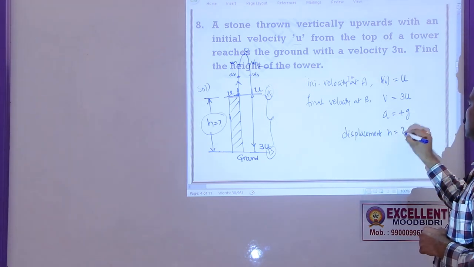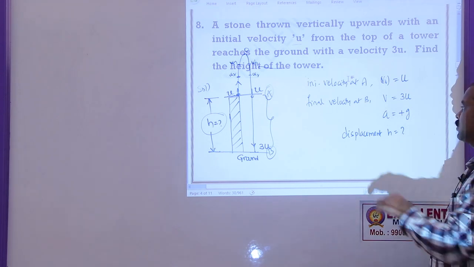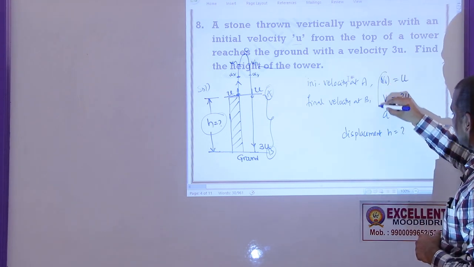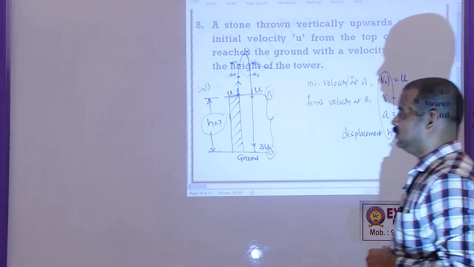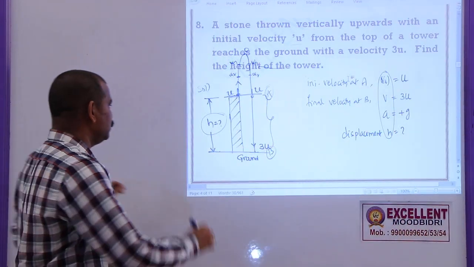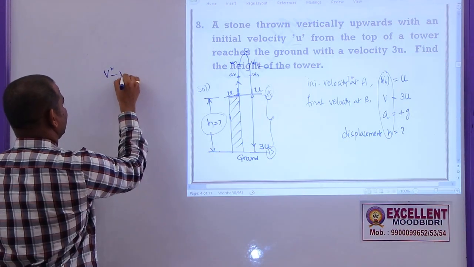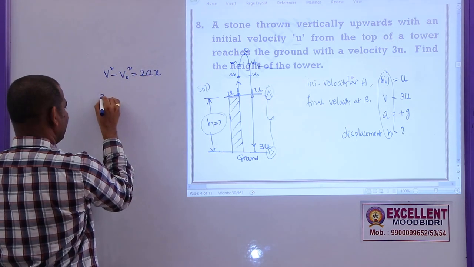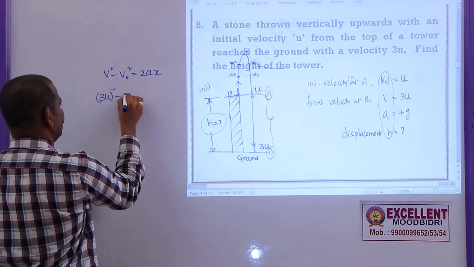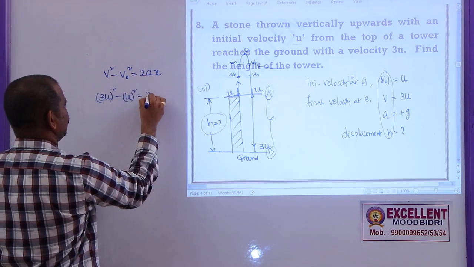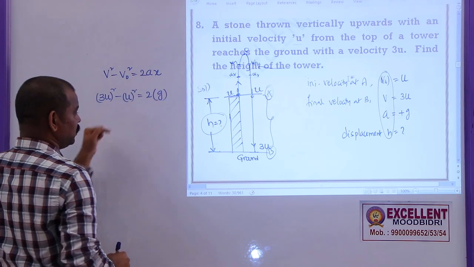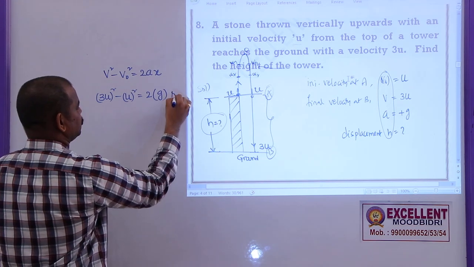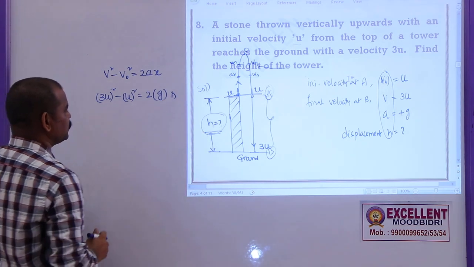Displacement h is equal to question mark, or x is equal to question mark. Once again, v square minus v naught square is equal to 2ax, here x is equal to h. The final velocity is 3u, the initial velocity is u. While coming down, acceleration is positive, and x is the displacement h.